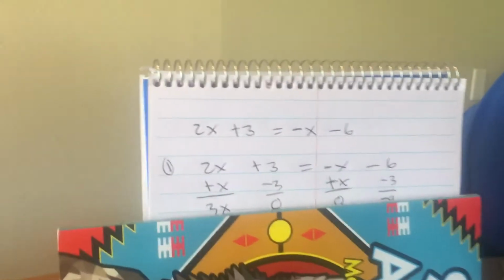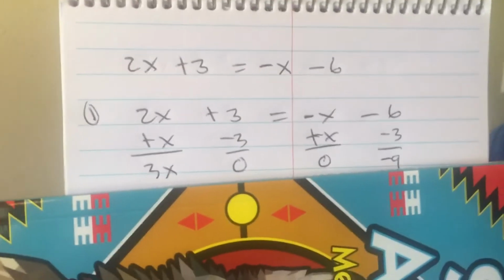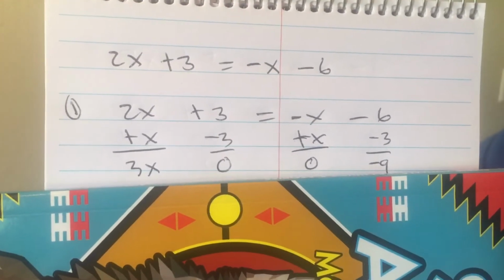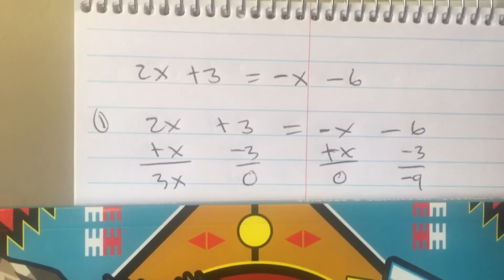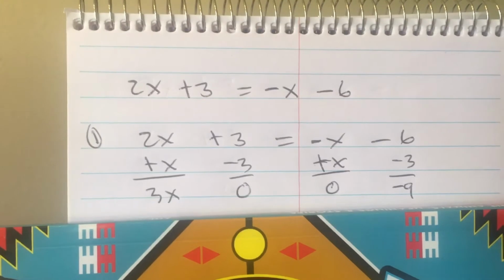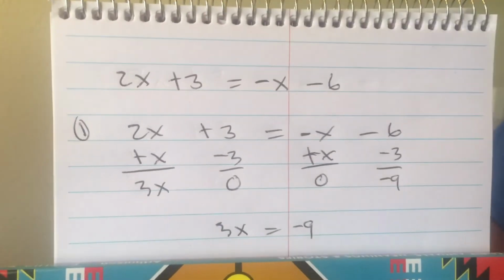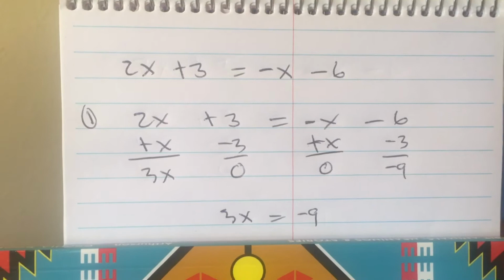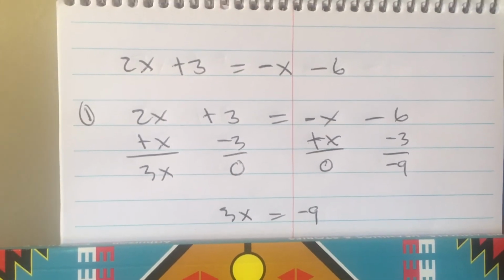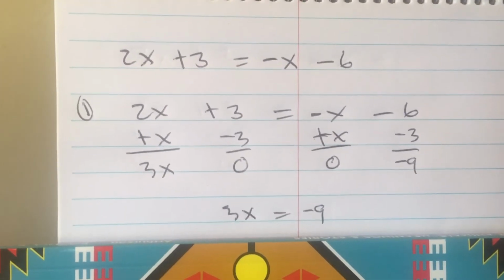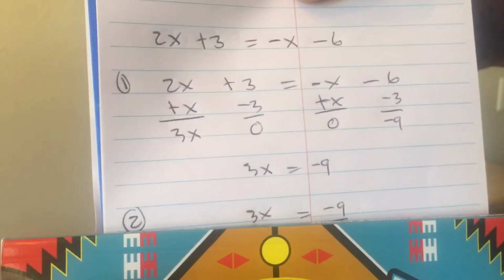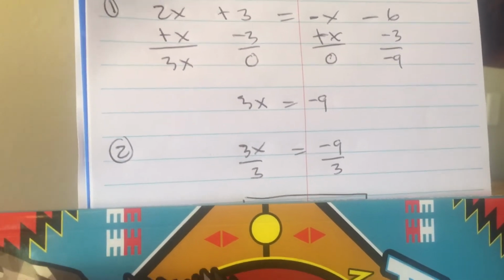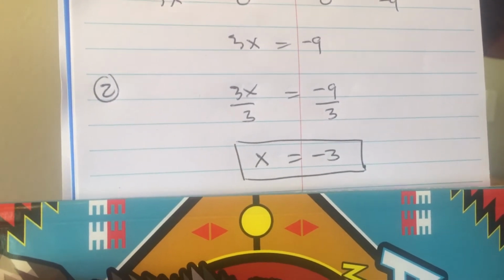So let's step through this. Step 1, I am going to add x to both sides and subtract 3 from both sides, and in this fashion, when I do that, I get 3x equals minus 9. You can see the steps, how I manipulated the letter x and the numbers. All right, next step. I'm going to divide by 3, and I get x equals minus 3.